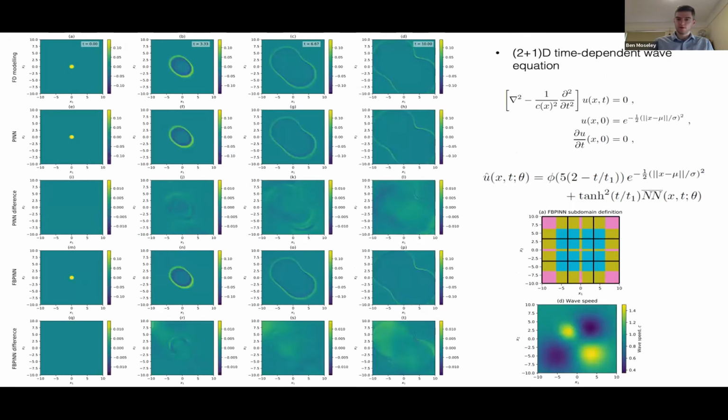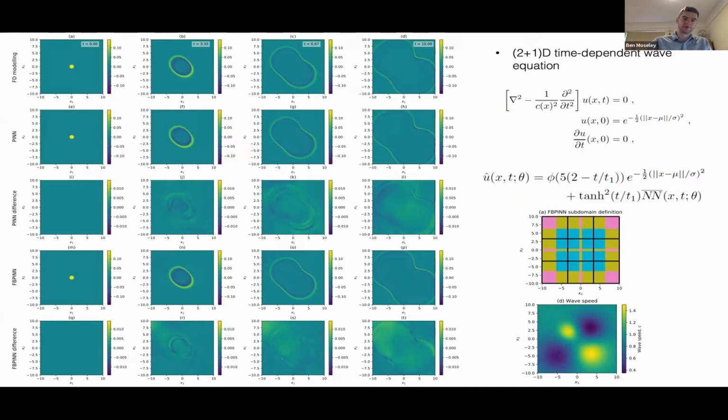So yeah, the final problem is the largest problem that we investigated, which is a 2D wave equation, but time dependent, so kind of a three-dimensional domain. So we compared the PINN with the FBPINN and FD modeling here. And I took this kind of mixture of Gaussians velocity model and had them learn the solution from a point source in the center of that velocity model propagating outwards.